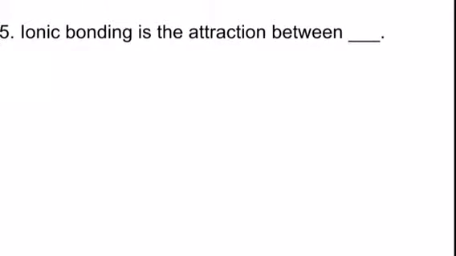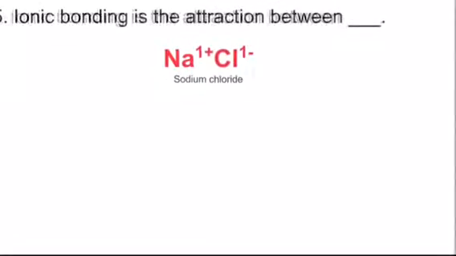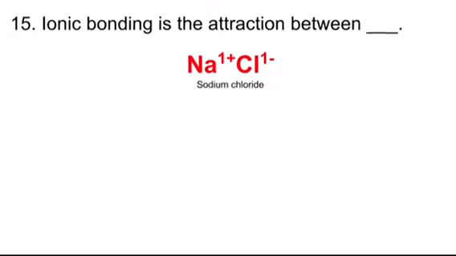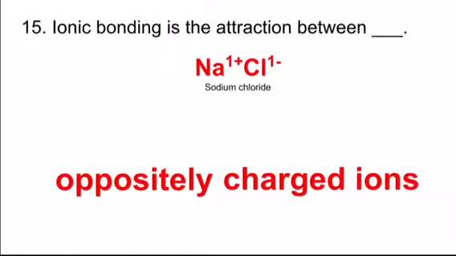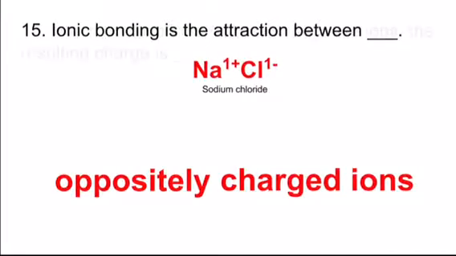Question number 15. Ionic bonding is the attraction between what? Well, as we've been seeing, it's the attraction between atoms that have become charged by gaining or losing electrons, and they have to be equal and opposite in their charge, so it's simply oppositely charged ions bonding together.